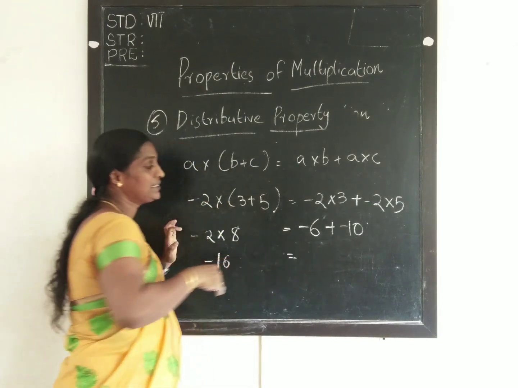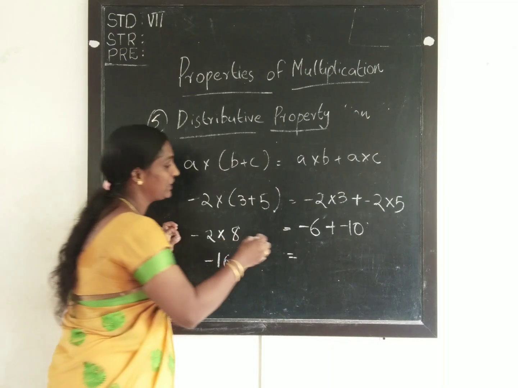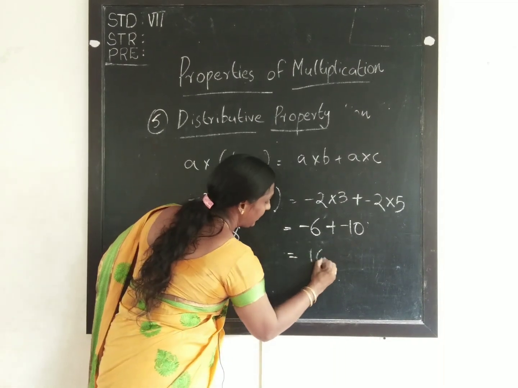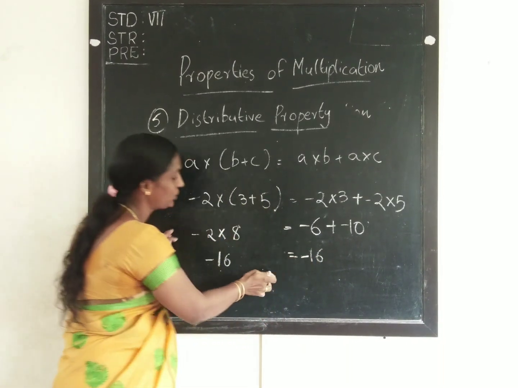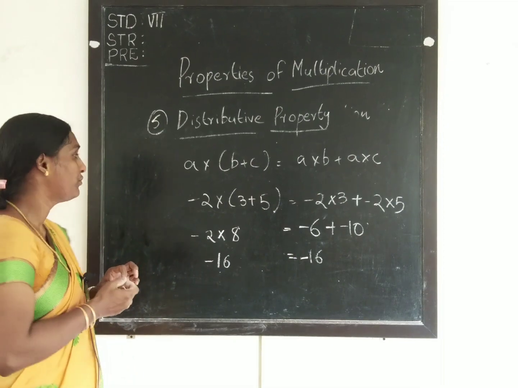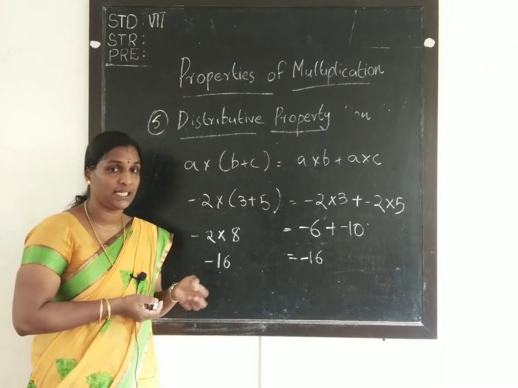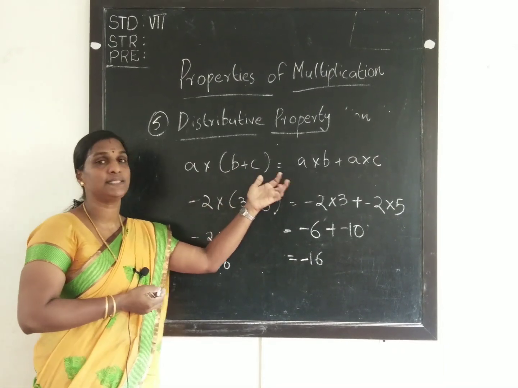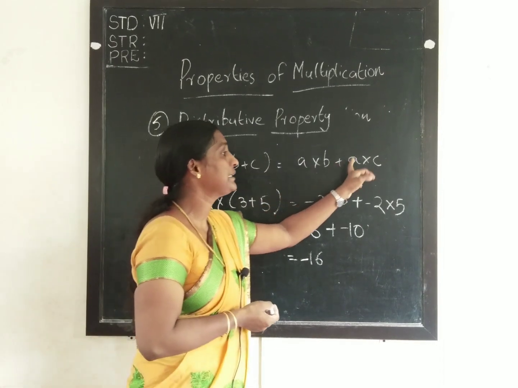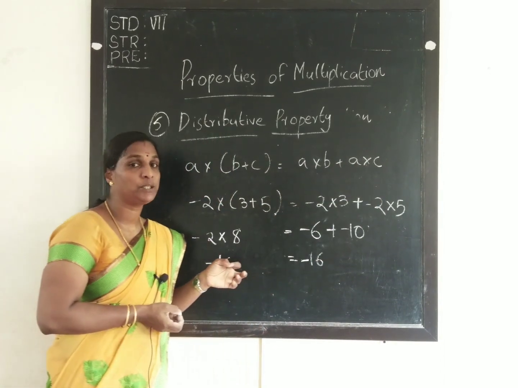When two negative integers are added, we get 10 plus 6 is 16 and we put the negative sign. Both the answers are correct. So for any three integers a, b, c, a into (b plus c) is equal to a into b plus a into c. This is the distributive property.